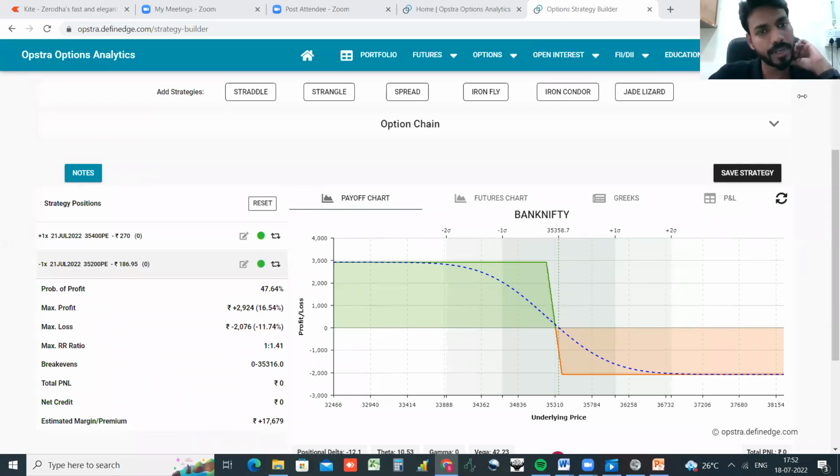Yes, pretty much the same. 18,000, 15,000 for the spreads. Nothing more, nothing less.